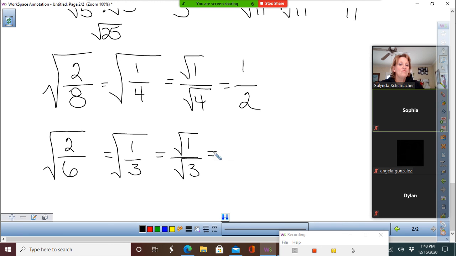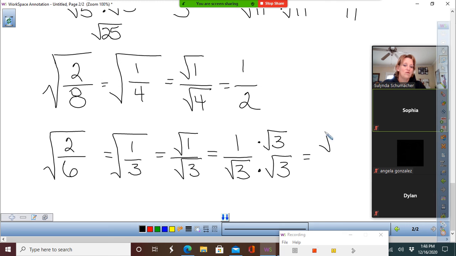Square root of 1 is just 1. Square root of 3, can I simplify that? I can't. So now I have to get rid of the square root by rationalizing. So I'm going to square root the bottom and multiply by the same thing on the top. So 1 times the square root of 3 is the square root of 3. Square root of 3 times the square root of 3 is just 3.